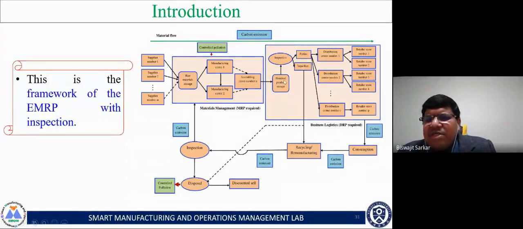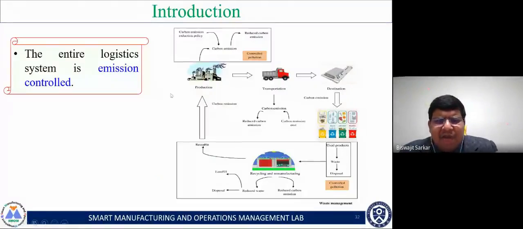Now whenever you have the final products, you go for inspection. This inspection is automated, done by the machine, not by a human being. Then you of course have two options, perfect or imperfect. If it is perfect, go to the distribution channels. If it is imperfect, go for recycling or remanufacturing. This part of the inspection, disposal, discounted sale, carbon emission, and return back to the MRP again, is added from our side. That's why it's called EMRP, not the MRP one.